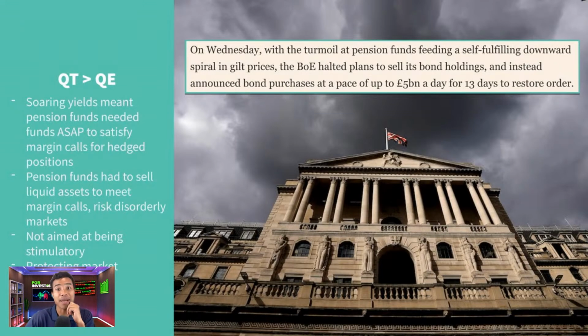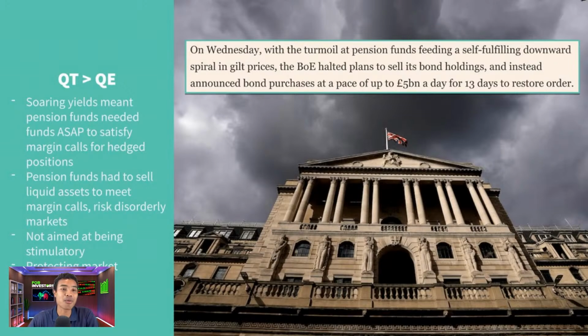So as a result of that, the Bank of England was like, hey, hang on here. We don't want a disorderly sell-off and the market functioning breaking. So we need to step in. And so the Bank of England stepped in. They said they'll be purchasing bonds for a 13-day period up to £5 billion a day. But the key factor here is the focus of the Bank of England was not aimed at being stimulatory. The central bank's intention here was aimed at protecting the market functioning.